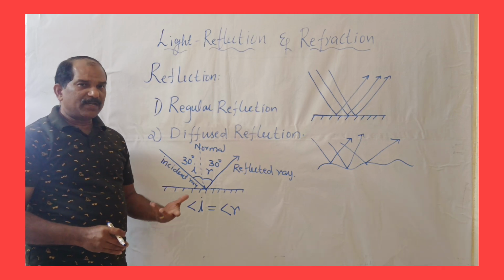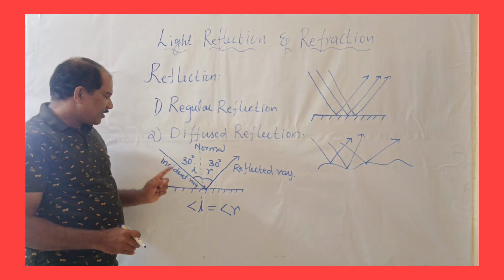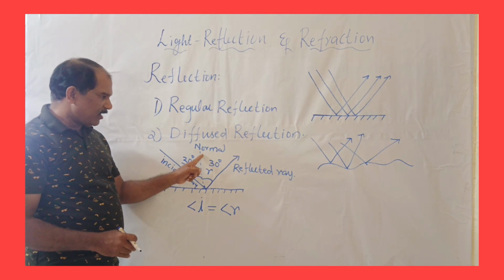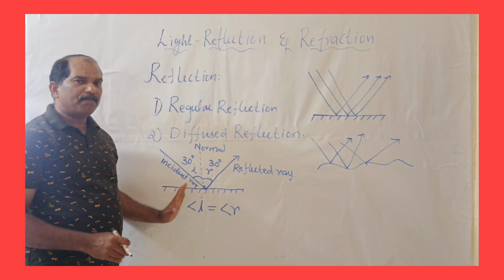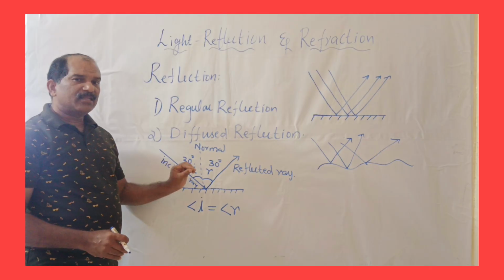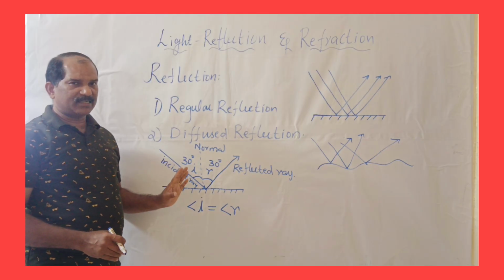So can you repeat after me? What is the second law? Incident ray, the normal, and the reflected ray all lie in the same plane. So that is actually the second law of reflection.